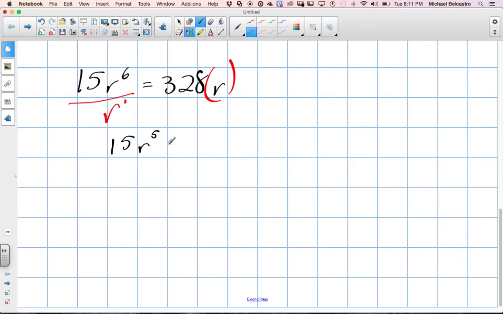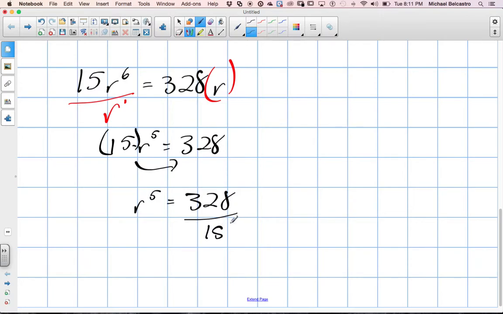Again, I need to isolate for r. It's all equal to 328, so I have to divide by 15. We did a whole bunch of extra division, and probably could have done that faster, but r to the power of 5 is equal to 328 over 15. And it's to the 5th power, so in order to move the 5th power over, the opposite of it would be the 5th root. So r is equal to the 5th root of 328 over 15.